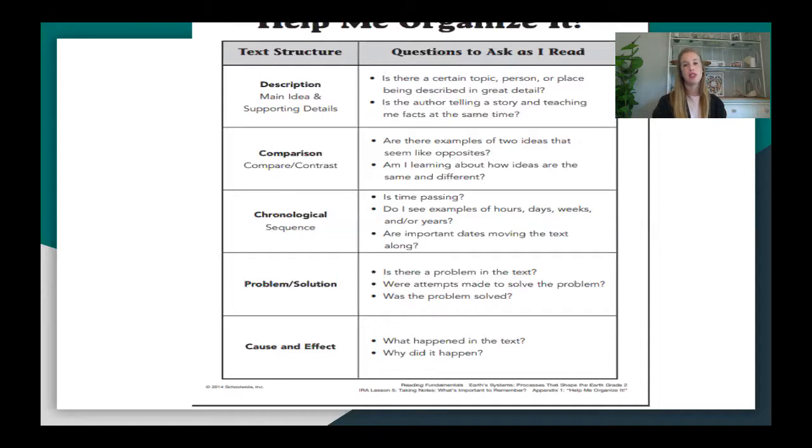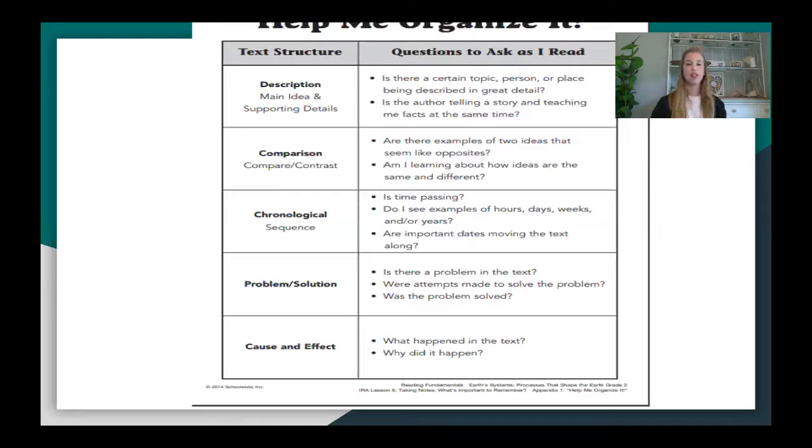The next text structure we talked about was cause and effect. When something happens, there is an effect. We talked about that yesterday. When I shake up my Dr. Pepper, that's the cause. The effect, when I open it, it's going to explode on me. There is a cause and effect with everything.